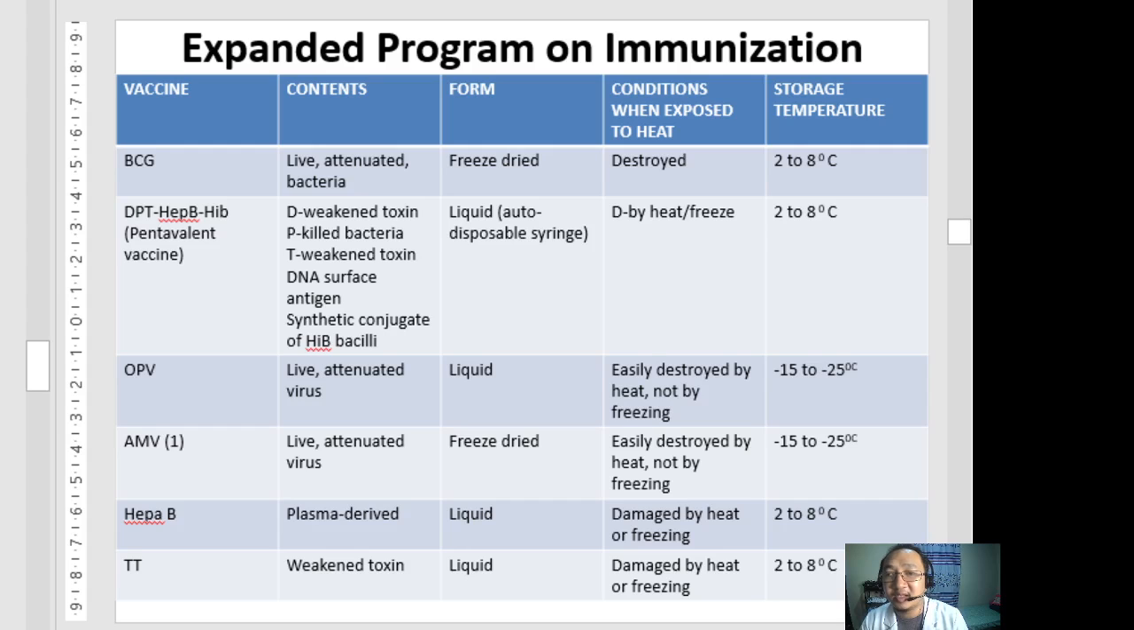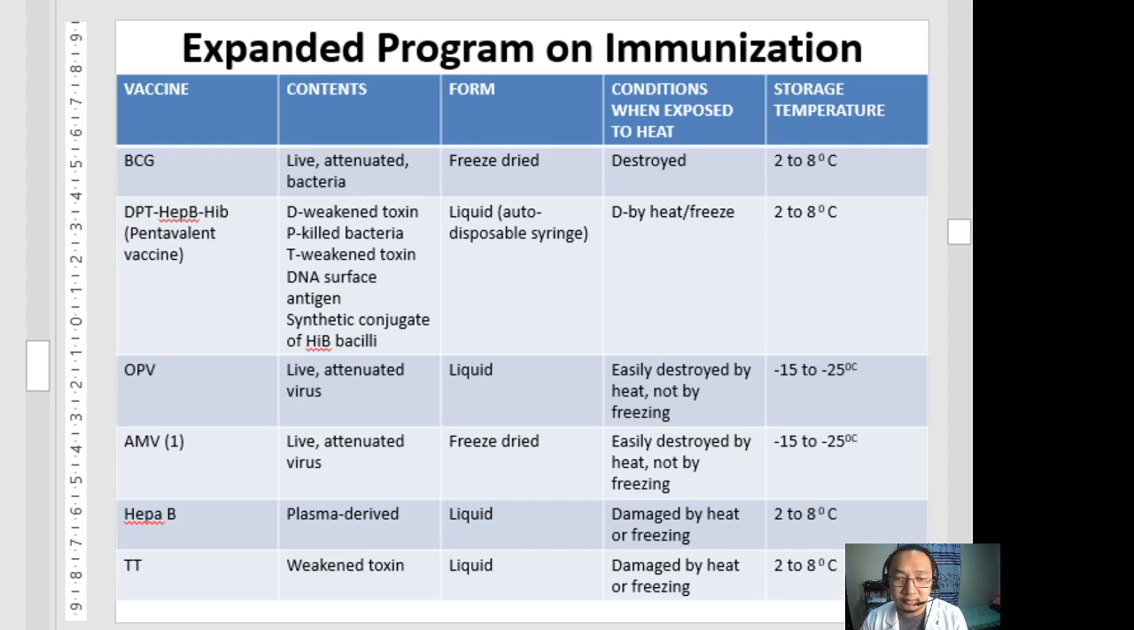Going back to the previous slide, as you can see, there are only two temperature ranges to keep in mind: positive 2 to positive 8 degrees Celsius and negative 15 to negative 25 degrees Celsius. As you can see also, the most sensitive vaccines in terms of temperature are oral polio vaccine and anti-measles vaccine. But between the two, the most sensitive to heat is oral polio vaccine, and the least sensitive are BCG and tetanus toxoid.